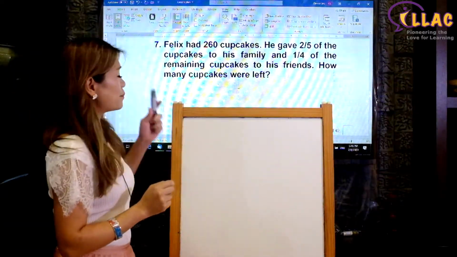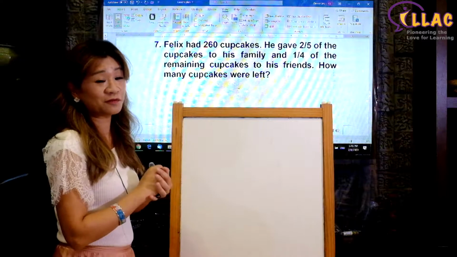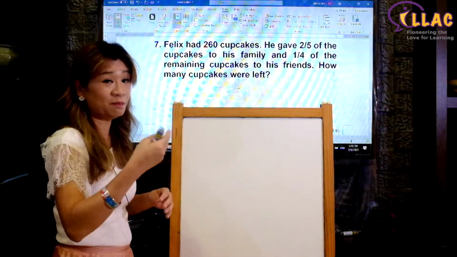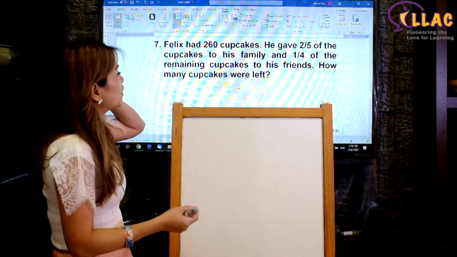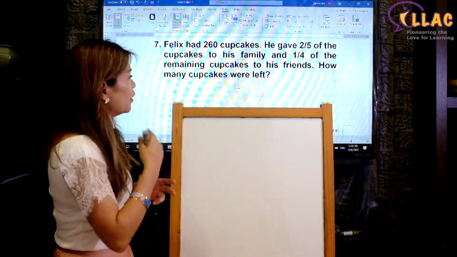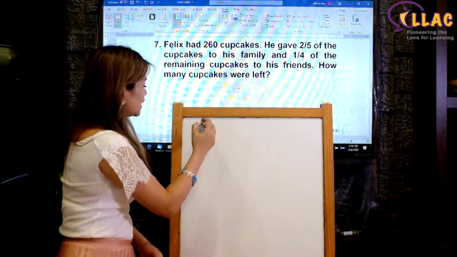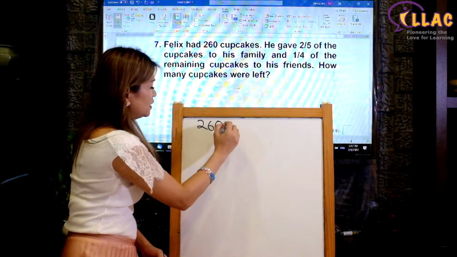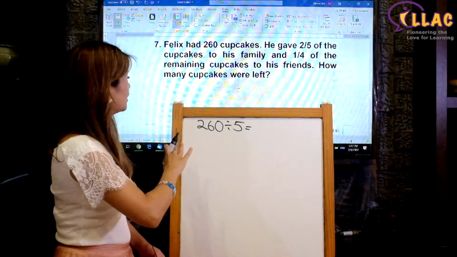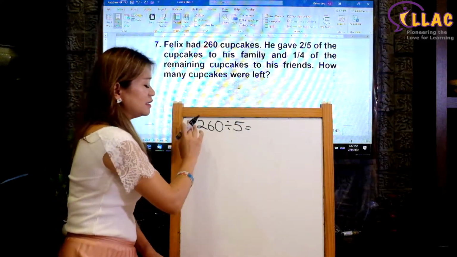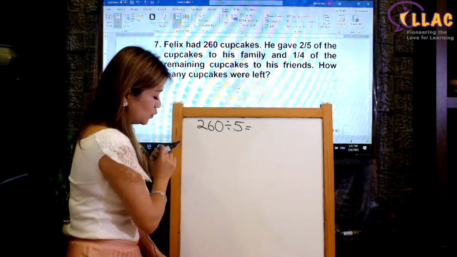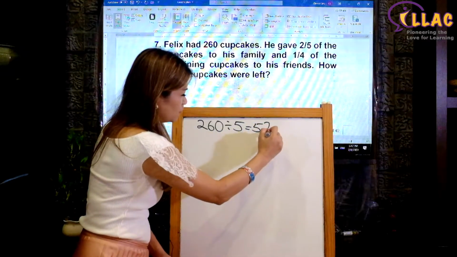Okay, this is an upper primary question, but you may attempt to. If you are lower primary, no problem, the numbers are quite small. Just try to understand the concept of the remainder. Okay, so Felix had 260 cupcakes. He gave 2/5 of the cupcakes to his family. What does that mean? It means Felix actually divided this 260 into 5 parts because he gave 2/5 of it to the family. If you can understand this, he divided into 5, you can straight away times 2 to save the working. If not, let's just do it step by step. Over here, the answer is 52.